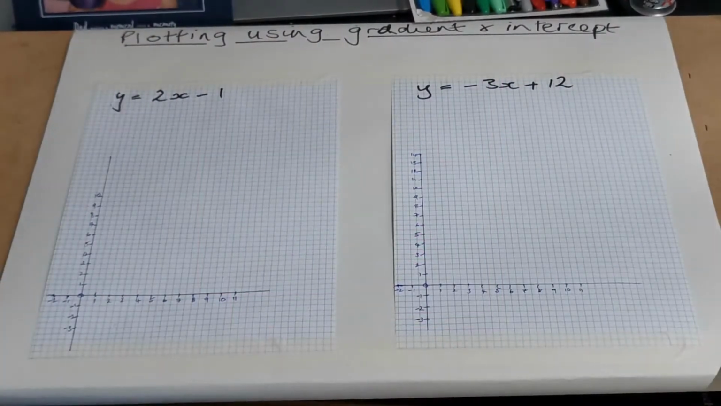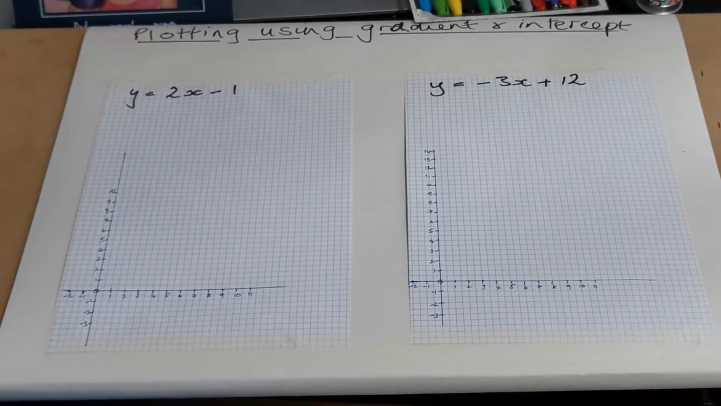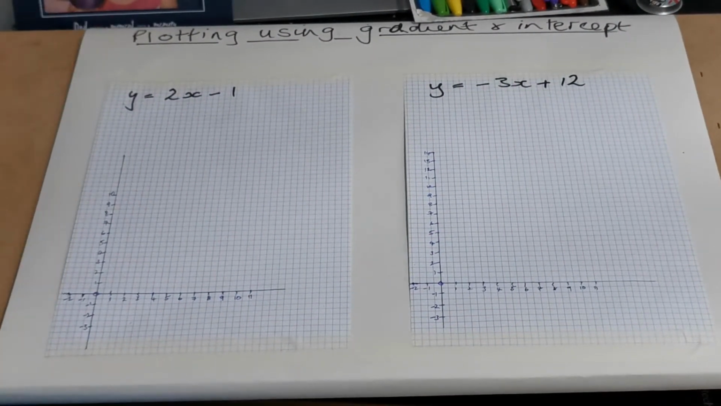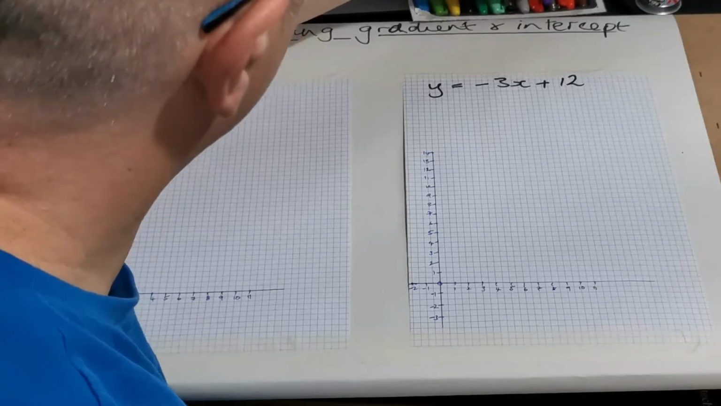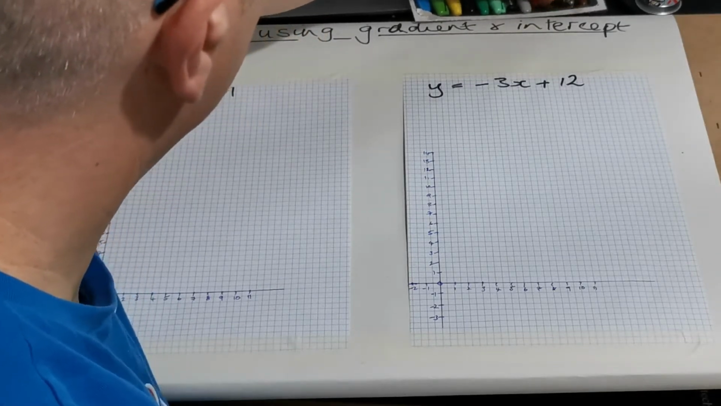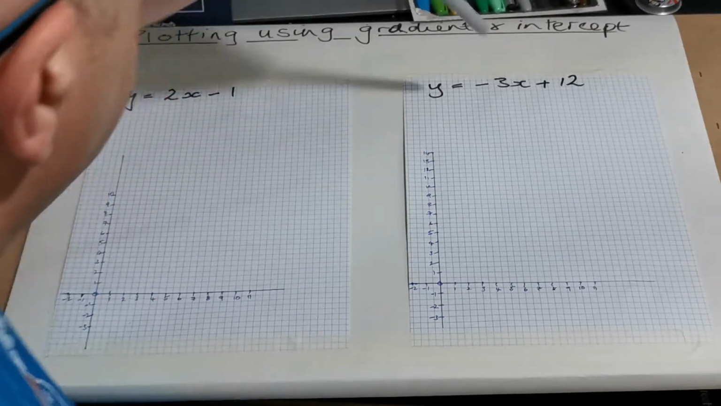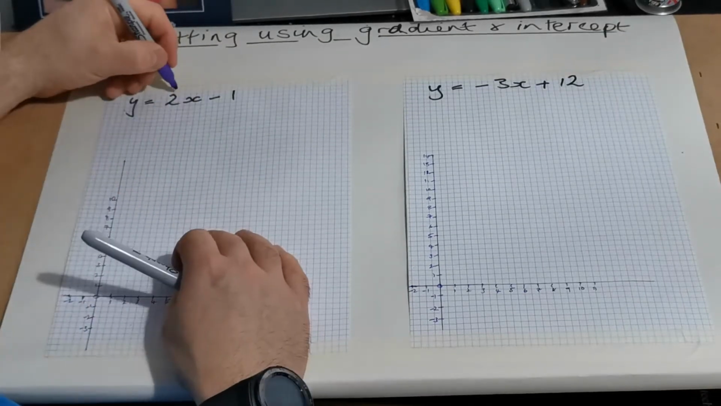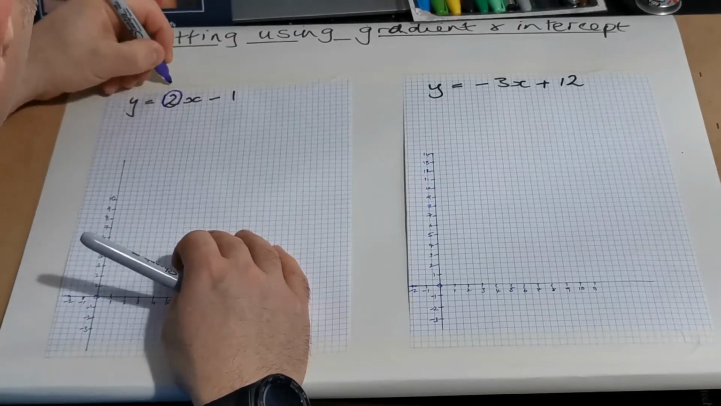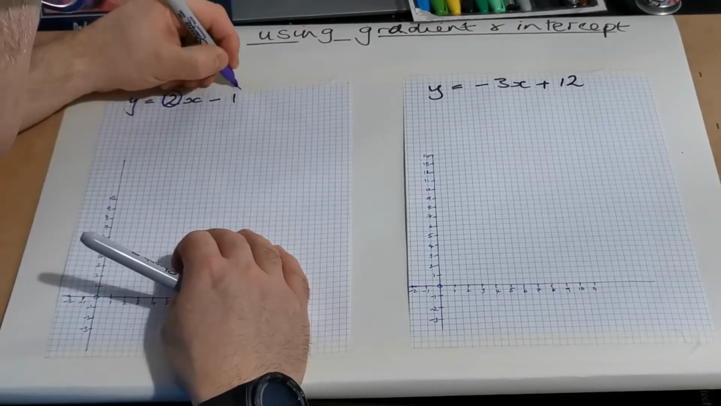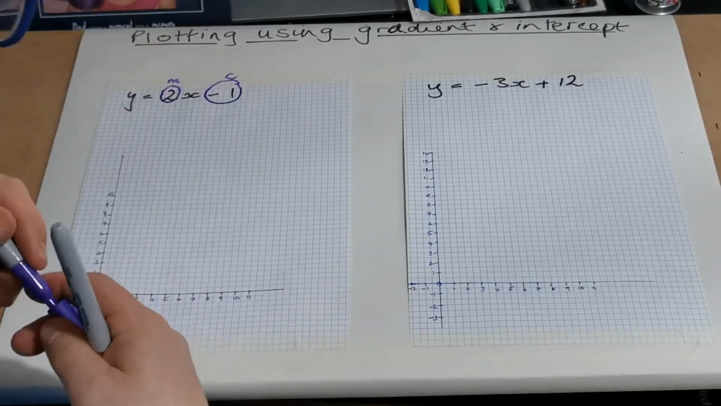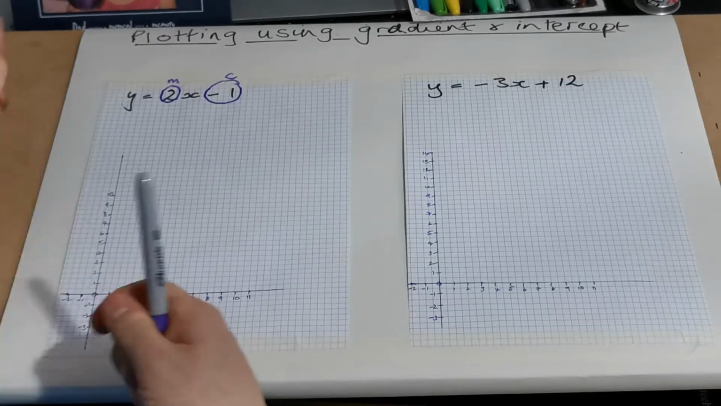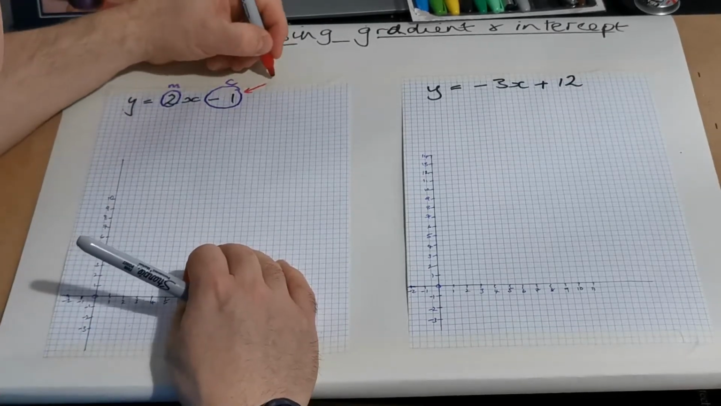Right, hi guys. Today we're going to look at how to plot a graph just using the gradient and the intercept. So it's important that we remind ourselves what the gradient and the intercept are. This is the gradient, given by the letter M, and this is the intercept, given by the letter C. Now C is just where it crosses the y-axis.